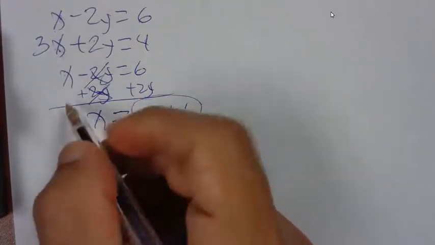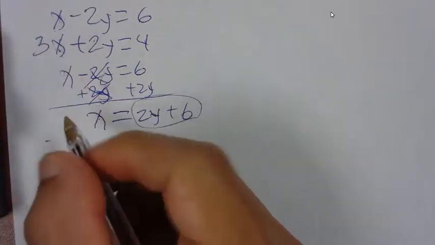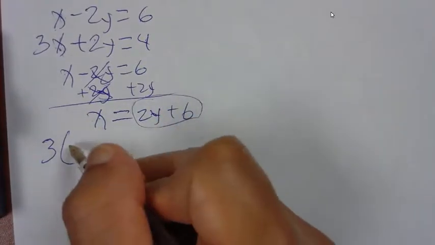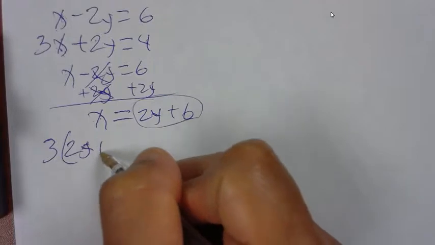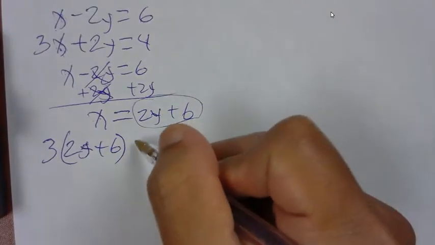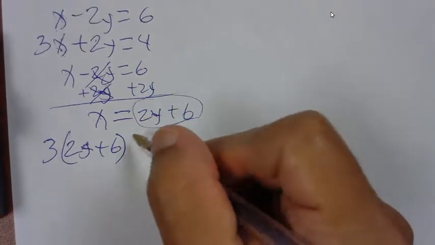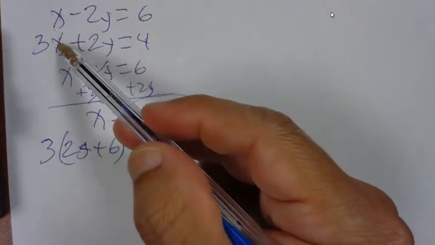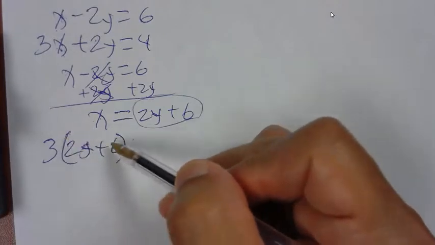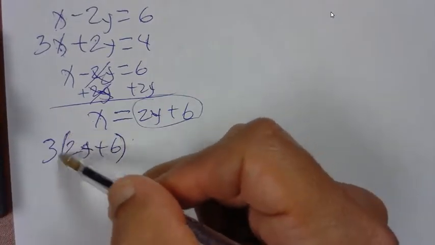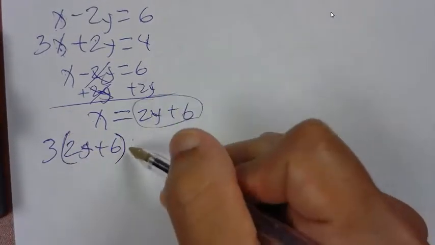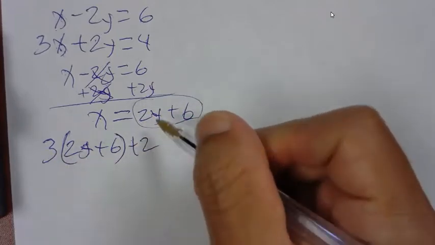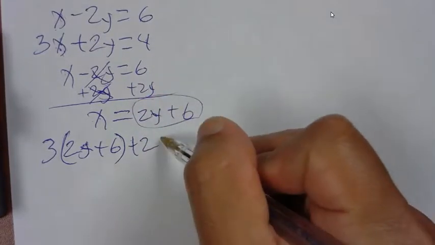In this case the other one is 3x. In this case x is 2y plus 6, and the rest of that is plus 2y. And since x had a factor of 3, I need to draw parentheses around this expression, because that's a factor of 3. And then just rewrite plus 2y equals 4.